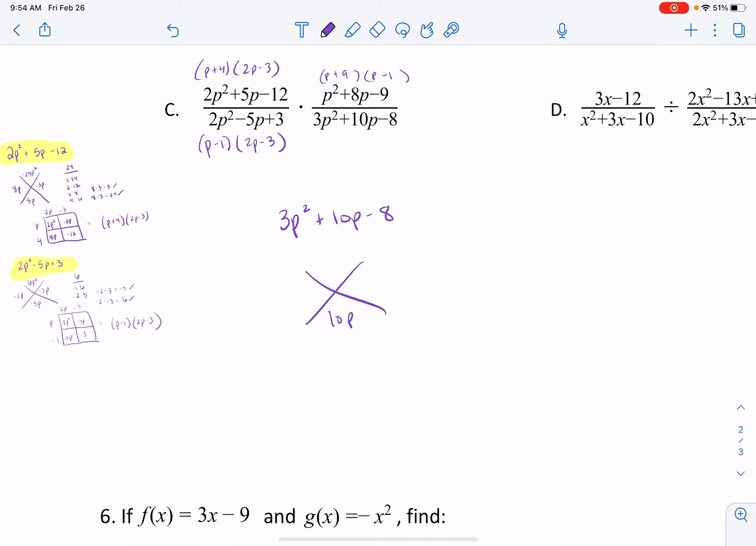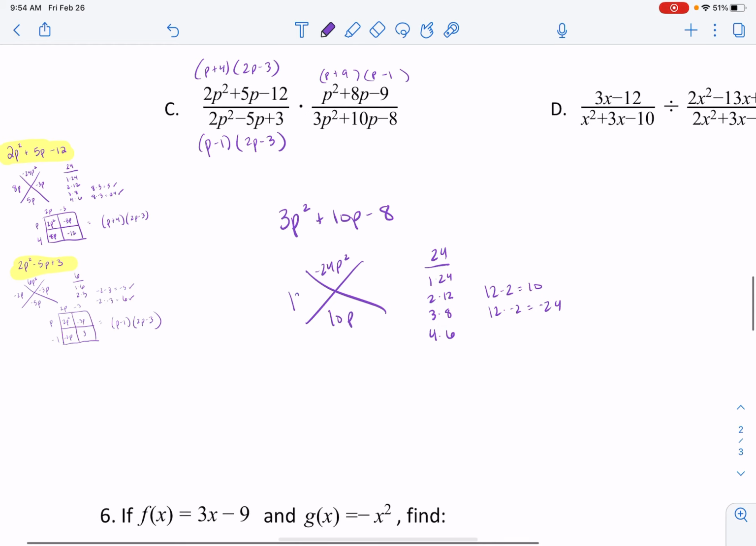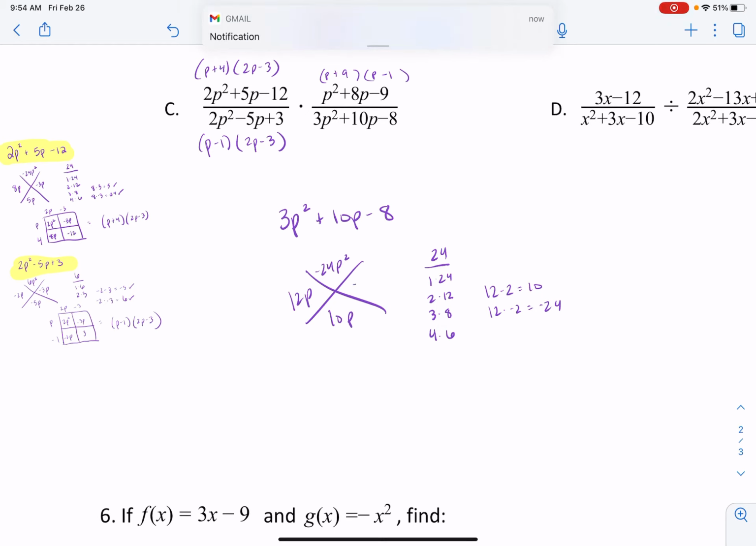10p goes in the middle. 3 times negative 8 would give us a negative 24p squared. So what multiplies to be 24 but adds or subtracts to be 10? I think that would be 12 and 2, right? Because 12 minus 2 is 10, and 12 times negative 2 is negative 24. So I'll put a 12p and a negative 2p here.